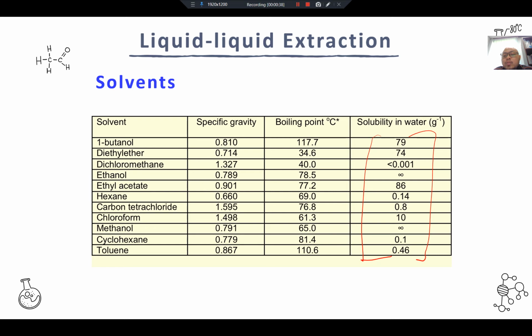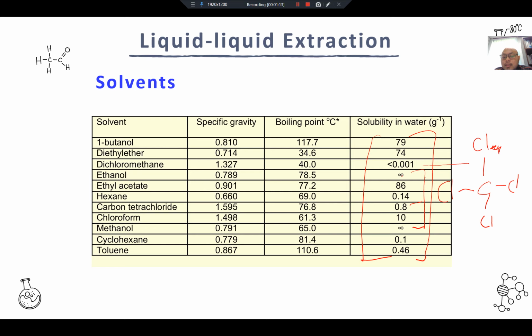For example, dichloromethane is immiscible. Ethanol is infinity because it's totally soluble in water, because they have a very good attraction between them. Let's say if we look at carbon tetrachloride, CCl4, it has non-polar properties, so it will not dissolve in water.